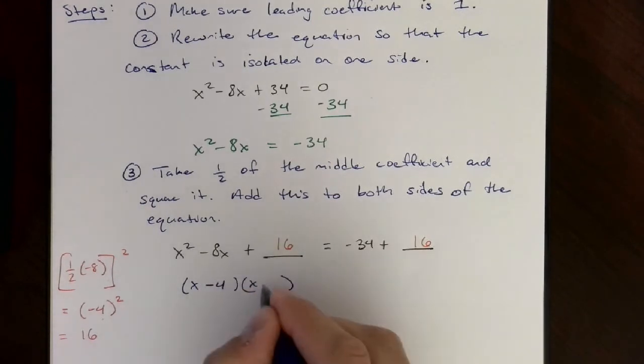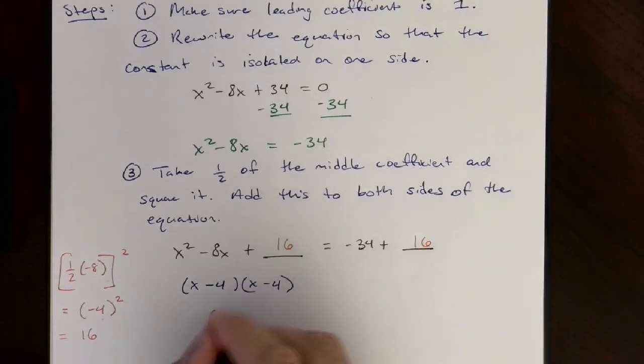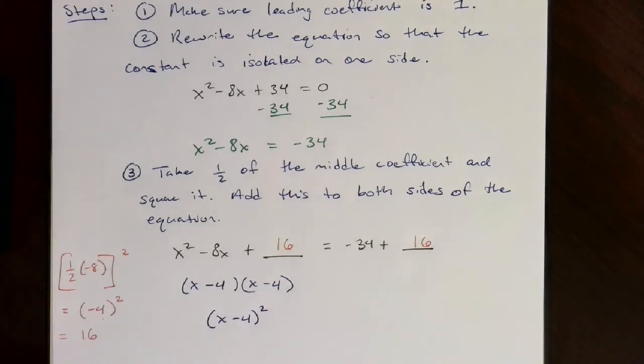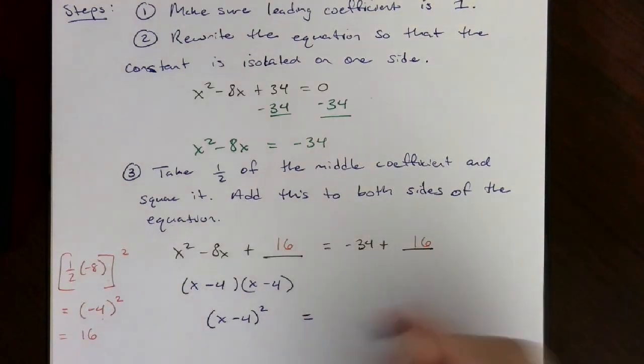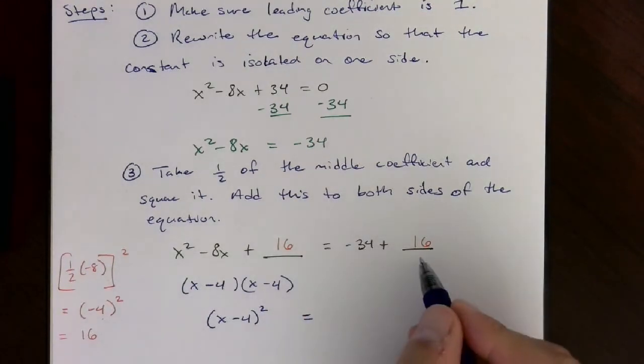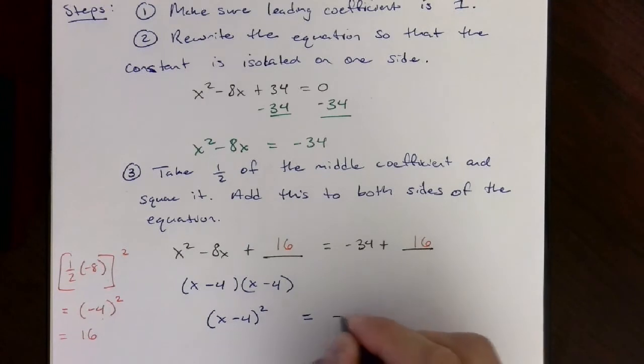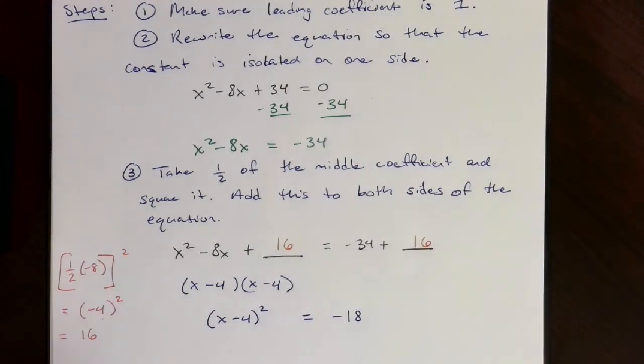Well, it's negative 4 times negative 4, which really means that this side is really x minus 4, the quantity squared. That's what we're talking about when we say complete the square. On the right side here, you just add these together. Negative 34 plus 16, well, that's going to be negative 18. So you end up with x minus 4 squared equals negative 18.